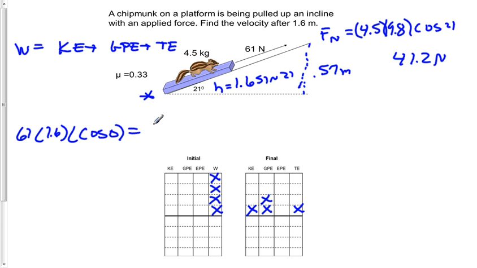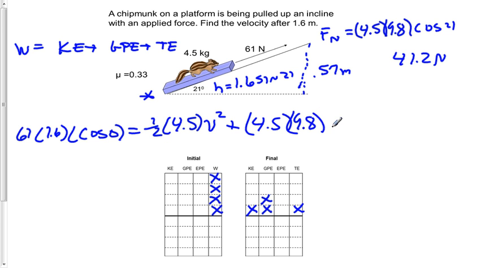Equals kinetic energy, I'll go 1/2 the mass, which is 4.5, and multiplied by velocity squared. Now again, we don't know velocity. And anytime we don't know velocity, we're using the kinetic energy portion of our conservation of energy equation to solve for velocity. Then we go plus gravitational potential, so that's 4.5 times 9.8 times the height previously found at 0.57.